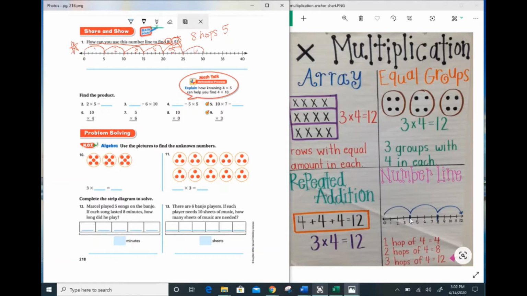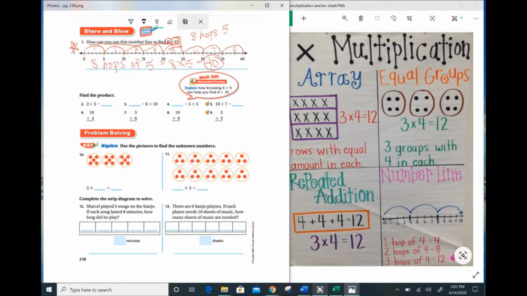6 hops of 5. 1, 2, 3, 4, 5. 7 hops of 5, and 1, 2, 3, 4, 5. 8 hops of 5. So what I needed to do was, I know that I needed 8 hops of 5, which equals 8 times 5, and that equals 40.